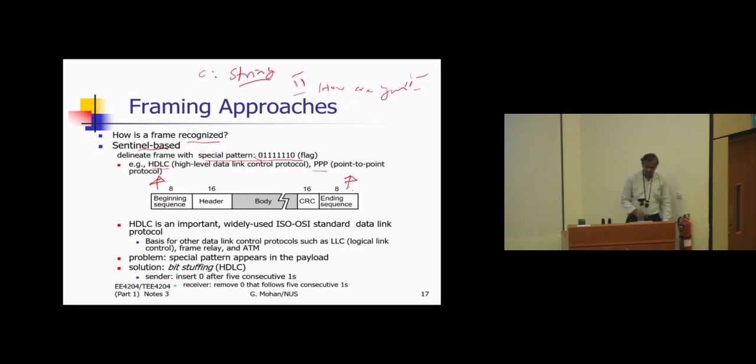Beginning sequence, end sequence. And we have the header, we have the body, the actual data payload, and we have the CRC, cyclic redundancy check, which we discuss later. Some extra bits are added to help the receiver detect if there are any errors or not. Then another flag is sent. And this is used in HDLC and PPP protocol. HDLC is a popular and widely used ISO OSI standard data link protocol. Of course, there are many variants of HDLC used in practice, like LLC, ATM, and others.